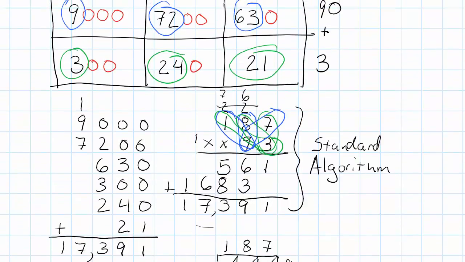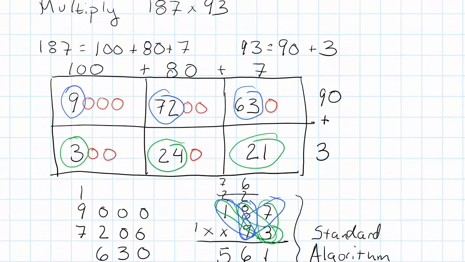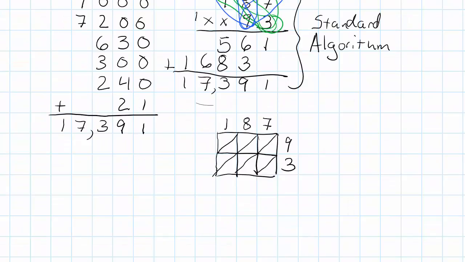And just like I did up here, I'm going to go through and multiply every pair of digits. So 1 times 9, that's just 9. No tens, 9 ones. 8 times 9, that's 72. 7 times 9, that's 63. 1 times 3, that's just 3. 8 times 3, that's 24. 7 times 3, that's 21.